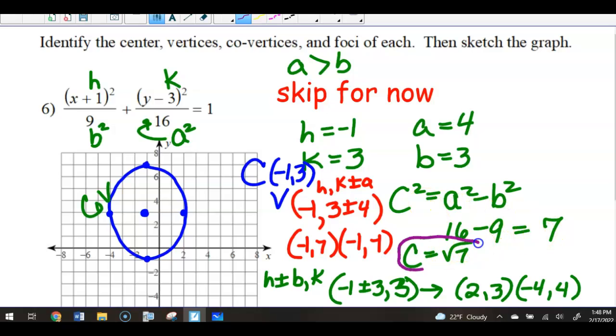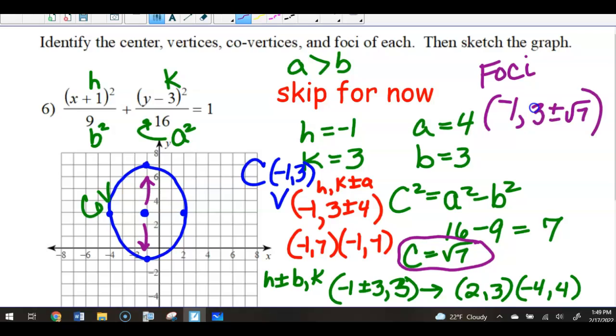are square root of 7 away from the center here, and the square root of 7. So you would be able to just write on the quiz the formula, which is h, or -1, comma, k plus c, which would be 3, plus or minus the square root of 7.